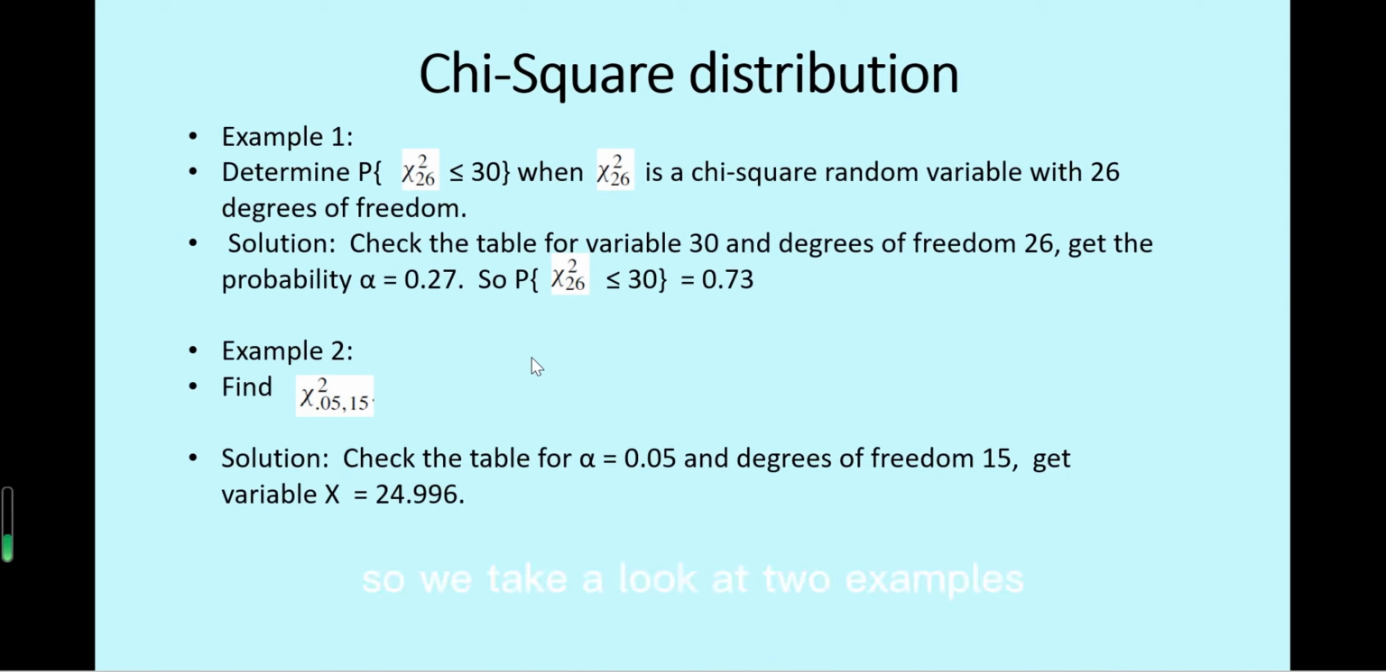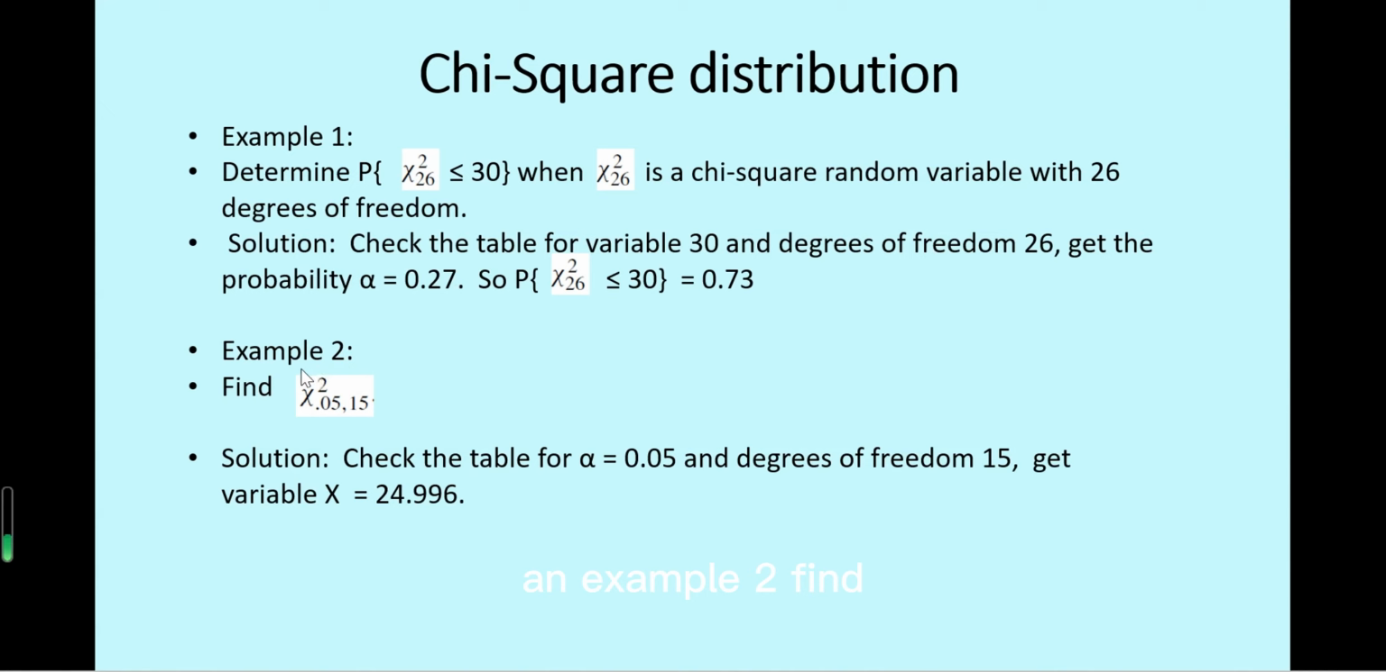So let's take a look at two examples. The first example: determine the probability that a chi-square random variable with degrees of freedom 26 is less than or equal to 30. The solution is to check the table for value 30. We find 30 in the table with degrees of freedom 26, and we get alpha is 0.27, because alpha represents the probability of the chi-square variable being larger than 30. So the probability that the chi-square variable is less than 30 is 1 minus alpha, about 0.73.